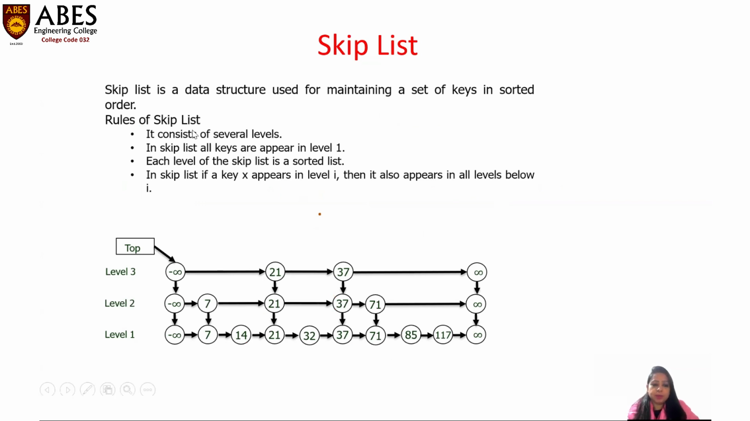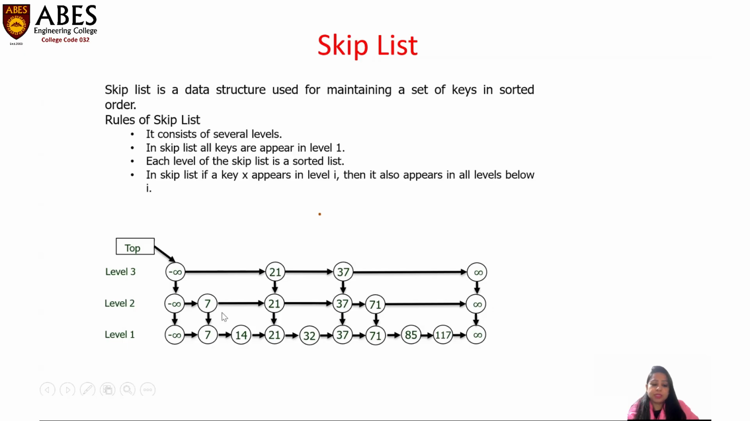What are the rules of a skip list? It consists of different levels. It can be 1, 2, 3, 4, depending upon our requirement. In a skip list, all the keys appear at level 1. That is, the sorted list appears at level 1, starting from minus infinity to plus infinity. That will represent the minimum and the maximum value.